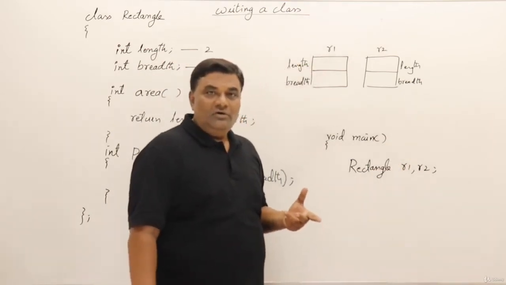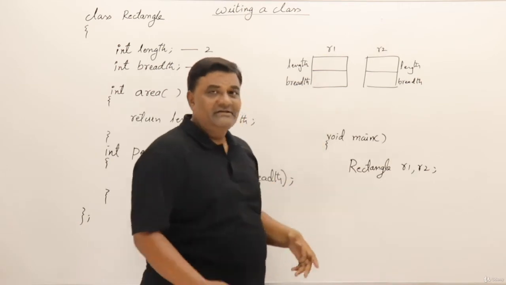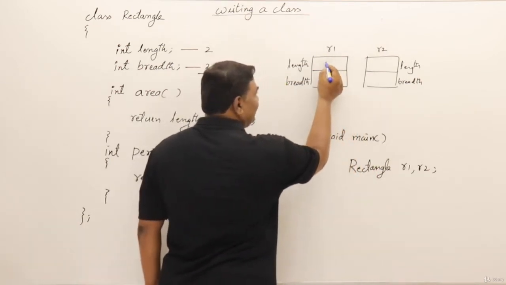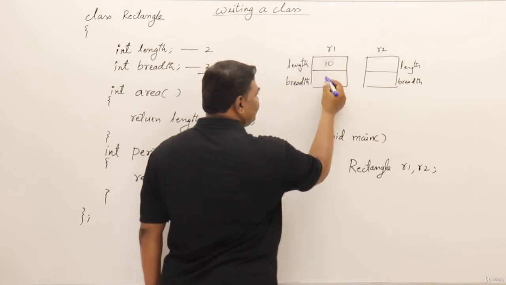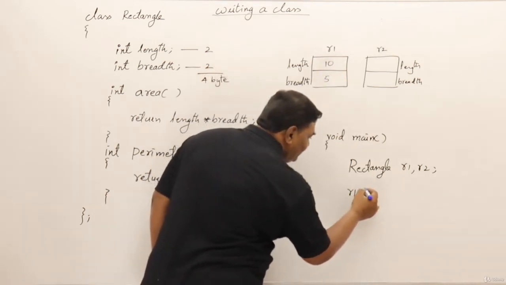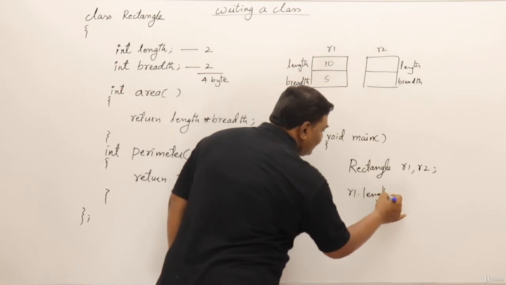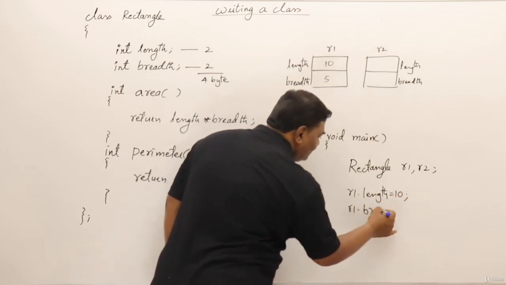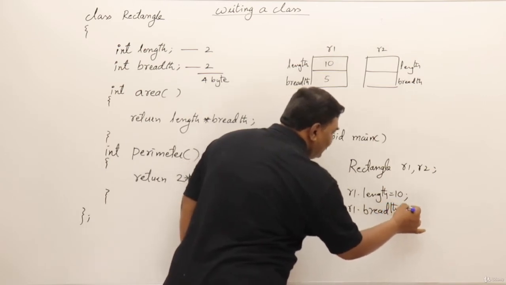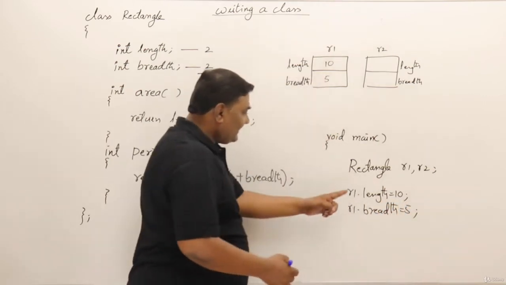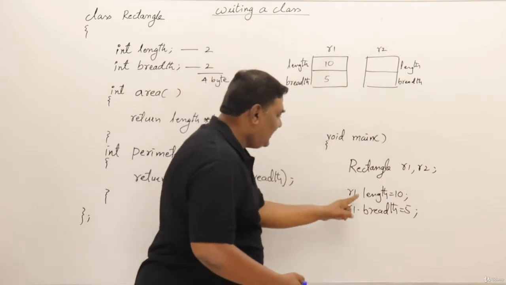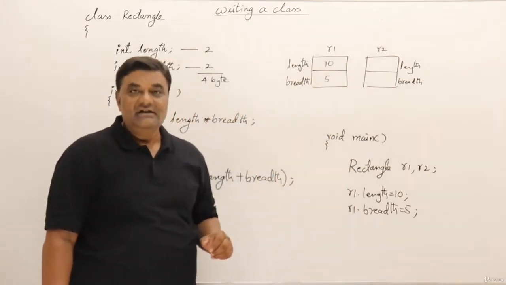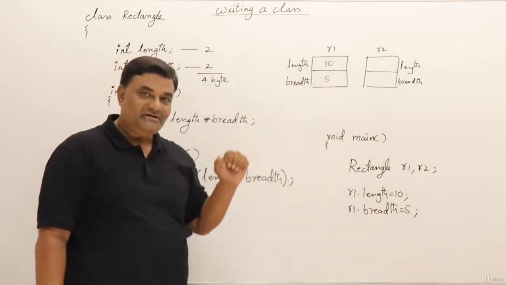Okay, creation of an object is over. Now, can I use this length and breadth? Yes. How to access? I should say R1's length I want to make it as 10 and breadth as 5. So I will say R1 dot length assign 10, R1 dot breadth assign 5. Yes, for accessing the members of this class we have to use dot operators. So using dot operators you can access the members.